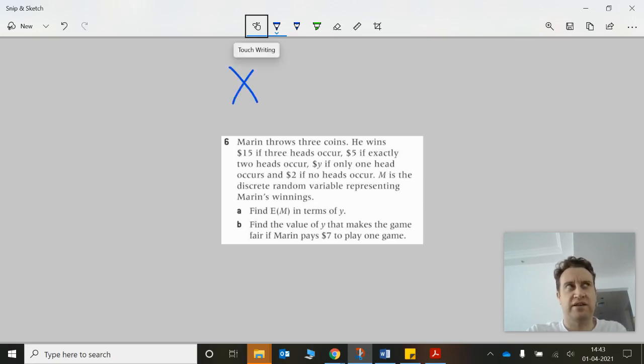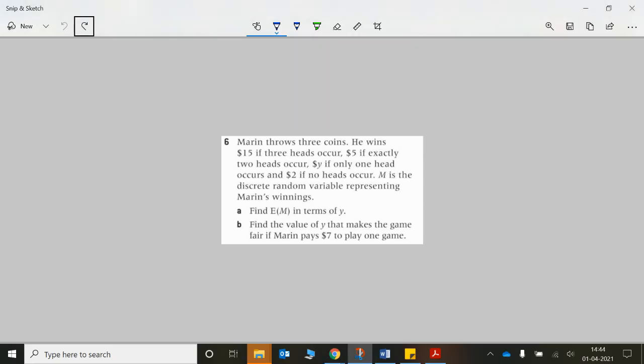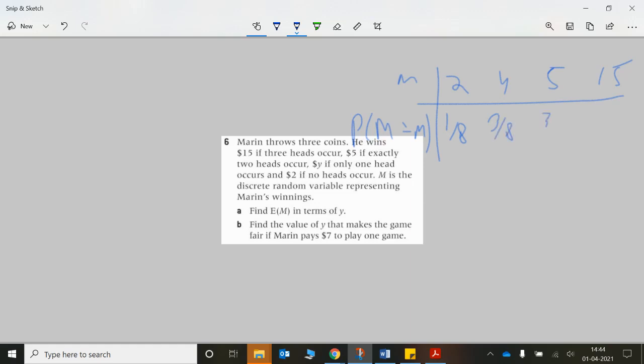Whereas before we might have had X as the number of heads, here we're talking about M representing the winnings instead. It's possible that you could make a chart up with x, lowercase x, and the probability of X equaling x, and then M, and the probability of M equaling m. I think I'm going to skip that though. I'm going to make it as quick as possible. So in this case, we could make a little chart up saying what M is. M is 2, Y, 5, or 15. And then we've got the probability that M is equal to m there. There is a 1/8 chance of getting a 2, a 3/8 chance of getting a Y, a 3/8 chance of getting a 5, and a 1/8 chance of getting a 15.